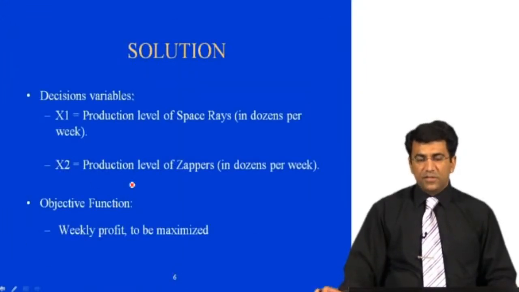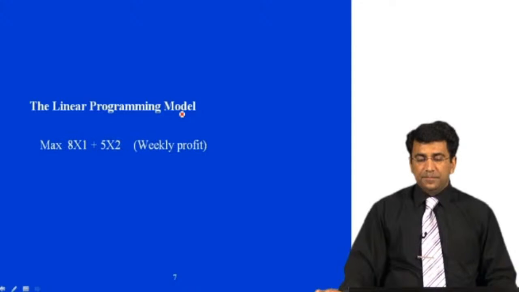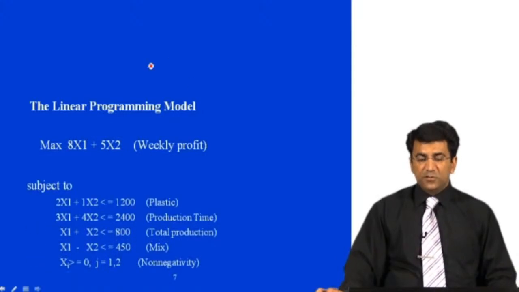So class, there are two decision variables again in this particular case, as we have already discussed: x1 is equal to the production level of space rays in dozens per week, and x2 is equal to the production level of zappers in dozens per week, and our objective function is weekly profit to be maximized. So we'll have to maximize our weekly profit, and our objective function in this particular case, as we discussed, is 8x1 plus 5x2. That is the objective function for this particular example, and we are having 4 constraints.